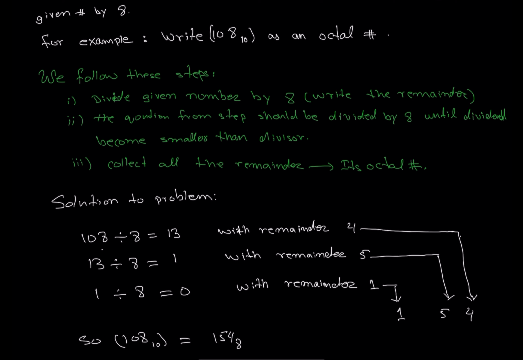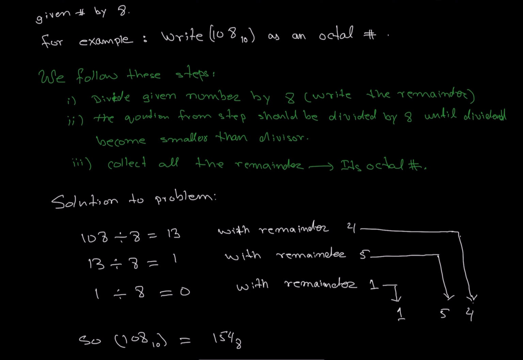Okay, so let's solve that concept in this example. 108 is a decimal number, so how can you write it down as an octal number? We will divide 108 by 8, so we get 13 as a new quotient, and the remainder will be 4, so we will bring that 4 down here.